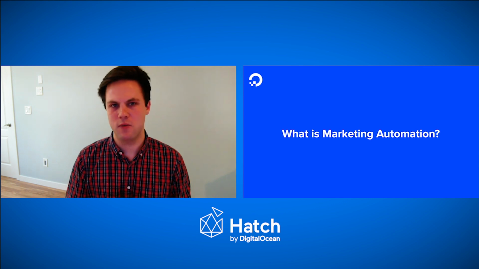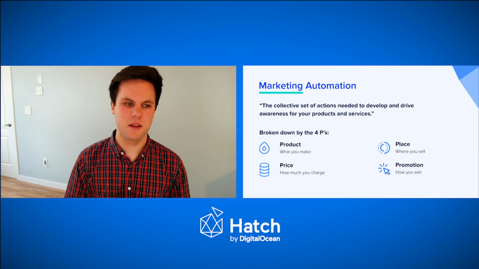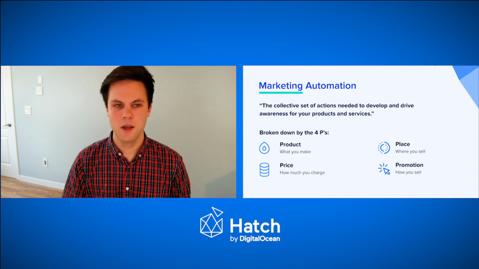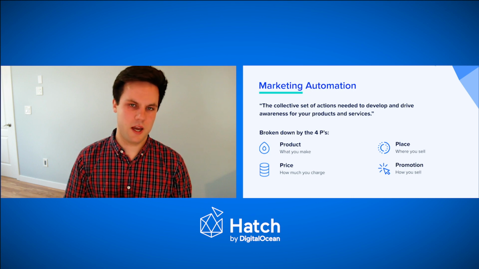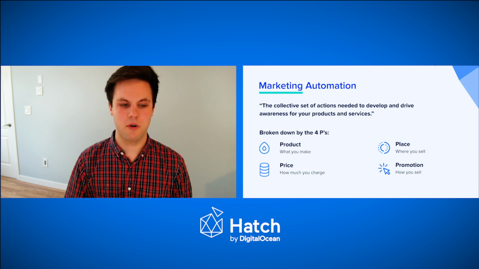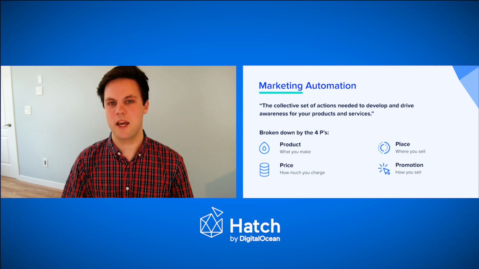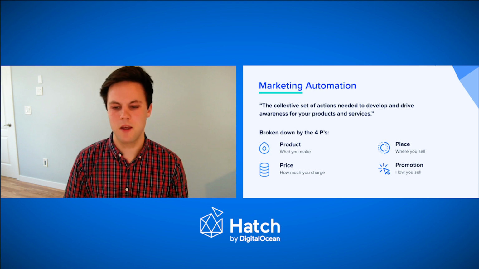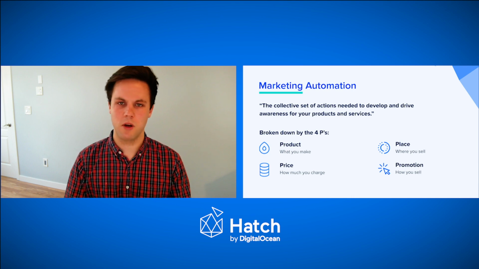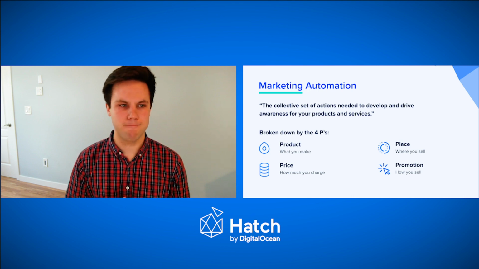But first, let's ask, what is marketing automation? Well, if we break it down, marketing is defined as the collective set of actions needed to develop and drive awareness for your products and services. This is further broken down by the 4 P's of marketing, including product, which is what you make. Second, price, how much you charge. Thirdly, place, where you sell. For a SaaS business, this is typically a website. And finally, promotion, which is the area of marketing automation you're probably already most familiar. For example, automated emails and advertising fall into this bucket.